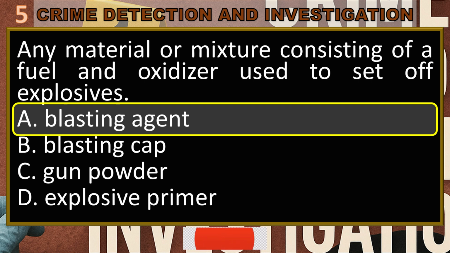Explanation of other choices. B. Blasting cap. Definition: a small detonator used to trigger explosives like blasting agents. Why incorrect? It is not a fuel oxidizer mixture, but a device that initiates detonation. C. Gunpowder. Definition: a type of low explosive made of saltpeter, oxidizer, sulfur, and charcoal, fuel. Why incorrect? While it is a specific fuel oxidizer mixture, it is not broadly defined or used as a blasting agent for industrial scale operations.